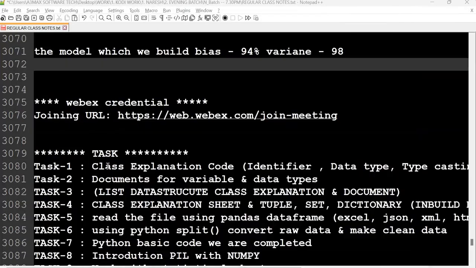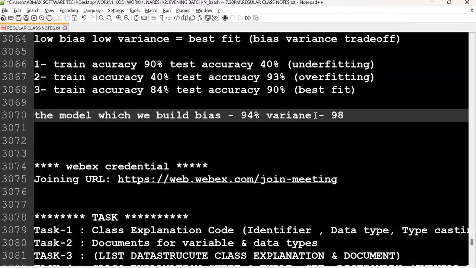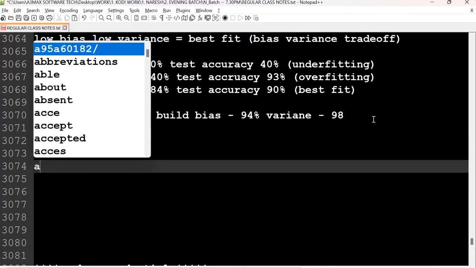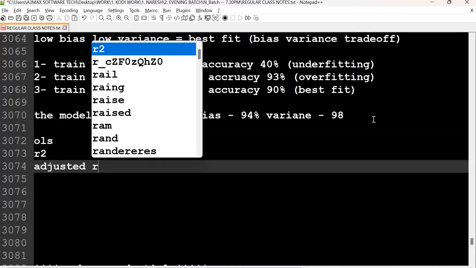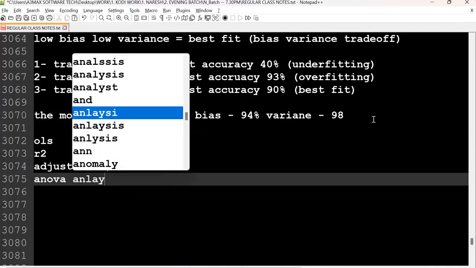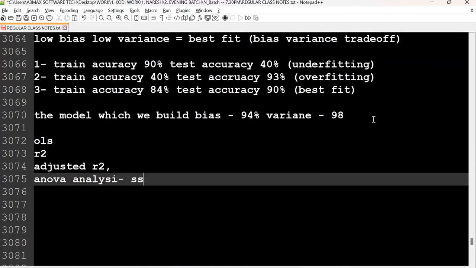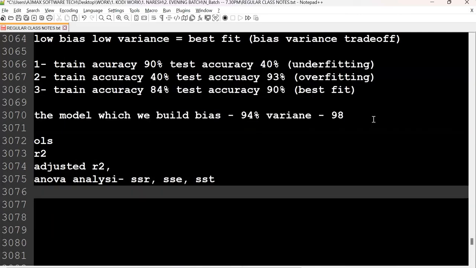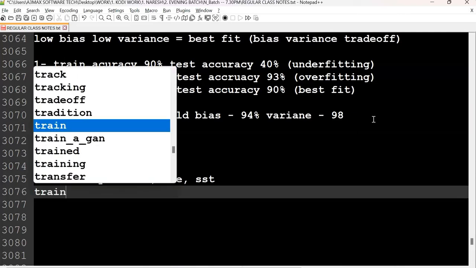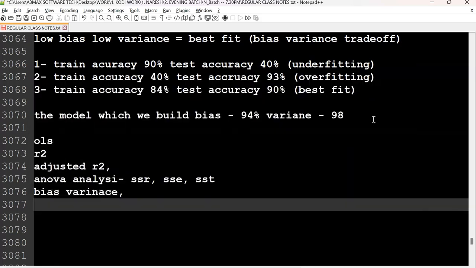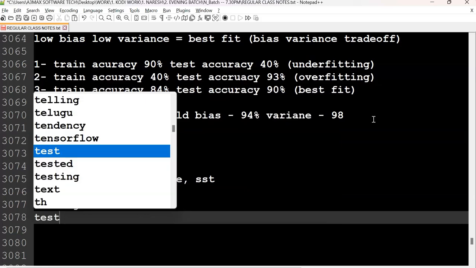And in today's session, I introduced OLS, R square, adjusted R square, ANOVA analysis. All right. SSR. ANOVA means what, guys? SSR, SSE, SST. Clear? And then anything missed? Okay. Training accuracy, bias, variance, and then training score, testing score.